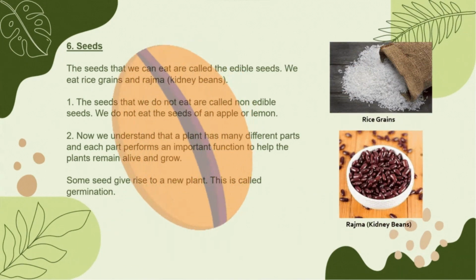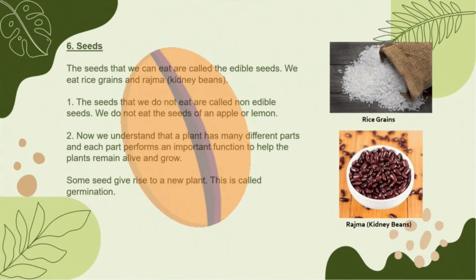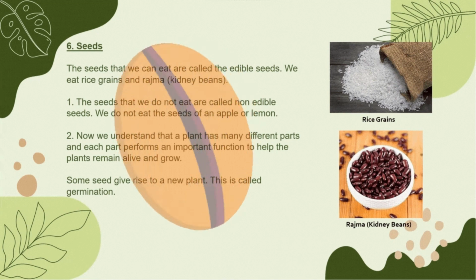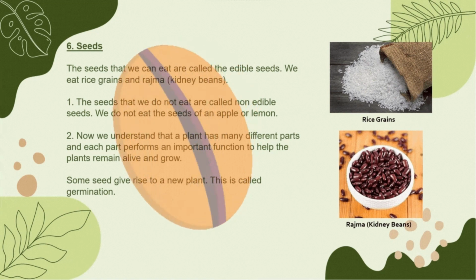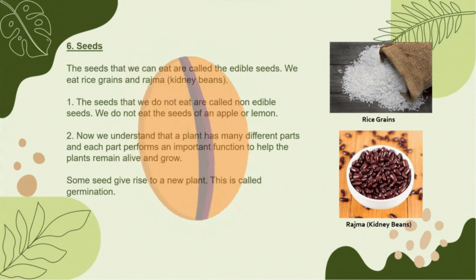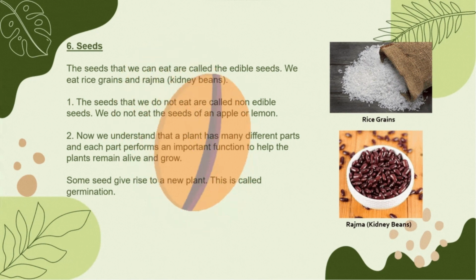Seeds. The seeds that we can eat are called the edible seeds. We eat rice grains and rajma, kidney beans. 1. The seeds that we do not eat are called non-edible seeds. We do not eat the seeds of an apple or lemon. 2. Now we understand that a plant has many different parts and each part performs an important function to help the plants remain alive and grow.